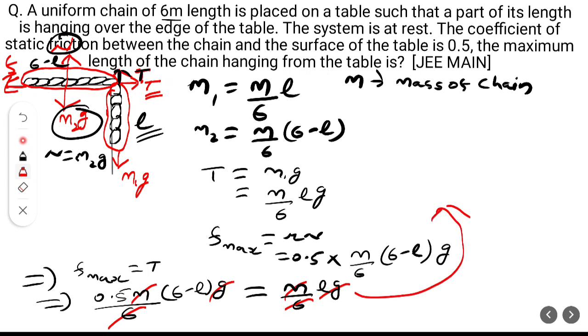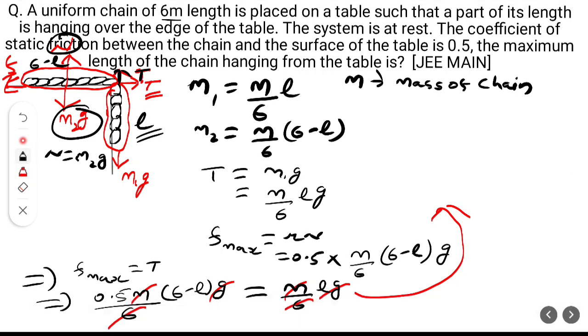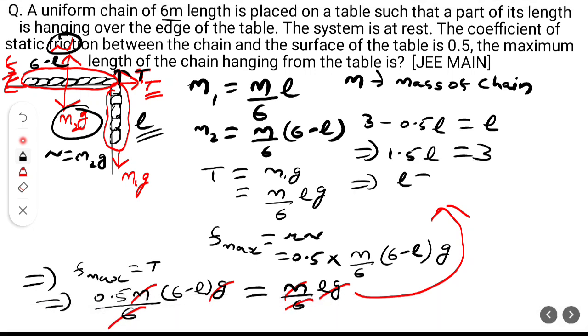You will get 0.5 into 6, that means 3, so 3 minus 0.5 L is equal to L. This implies 1.5 L is equal to 3, that is L is equal to 2 meter. So this should be your answer. The maximum length hanging here is equal to 2 meter. This is your correct answer.